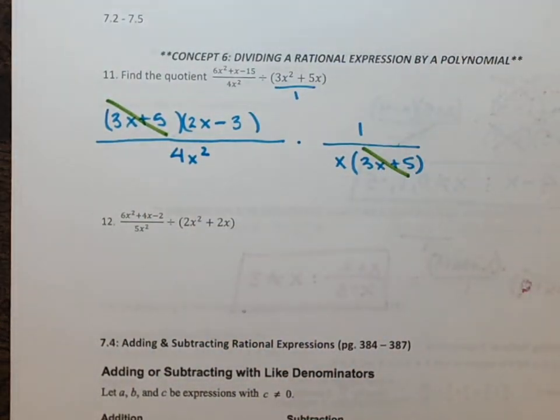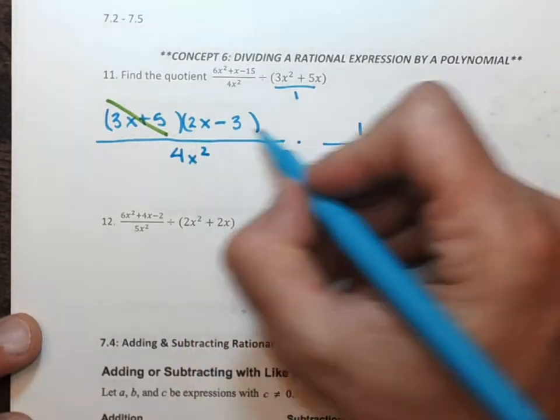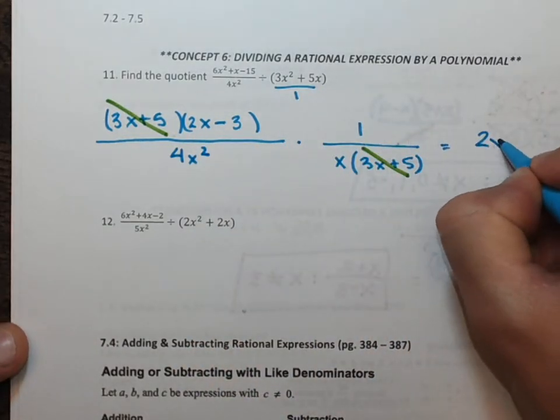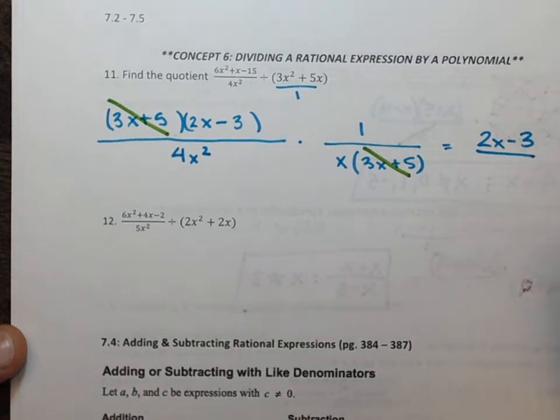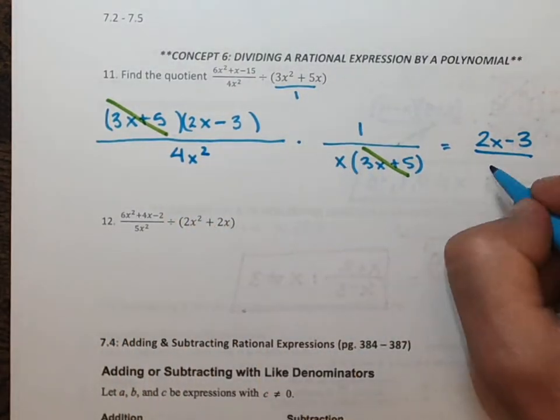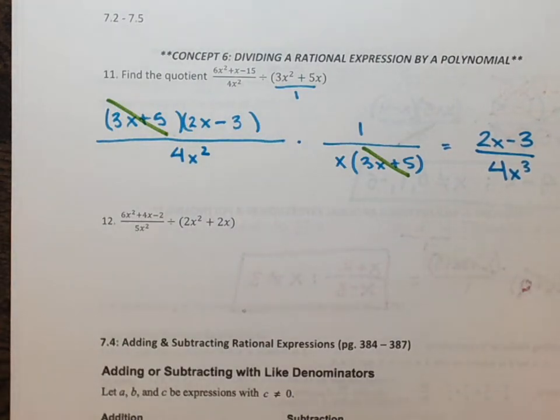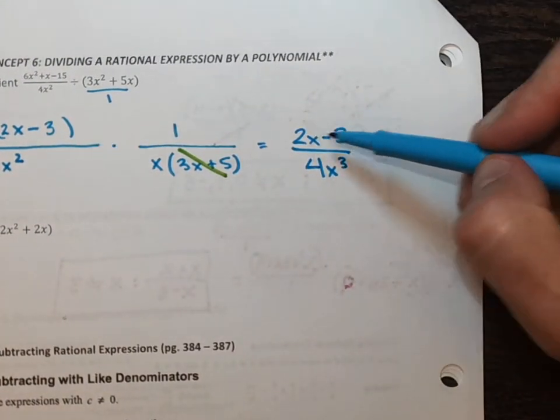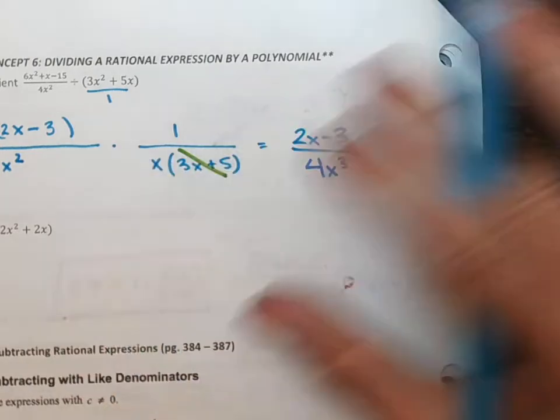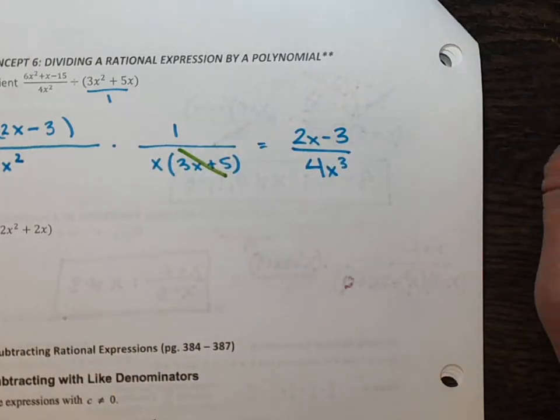That is it. I'm going to multiply across. 2x minus 3 times 1 is just 2x minus 3. 4x squared times x is 4x cubed. And that is it. This is a binomial. That's a monomial. They do not simplify. You are done.